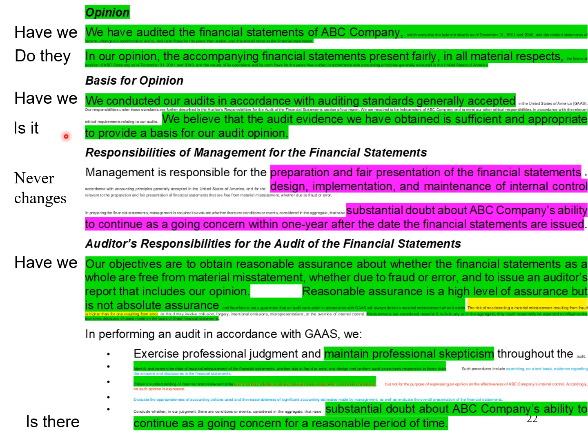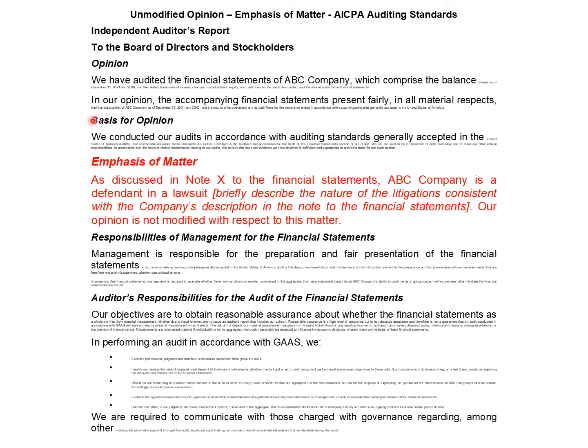So again, we go through, yes, we audited. Yes, they present fairly. Yes, we conducted our audit in accordance with generally accepted auditing standards. We never changed management. Yes, we obtained reasonable assurance the financial statements are free of material misstatement. But we're going to add an emphasis of matter paragraph, and we're going to direct the investor to the footnote that discusses this loss.